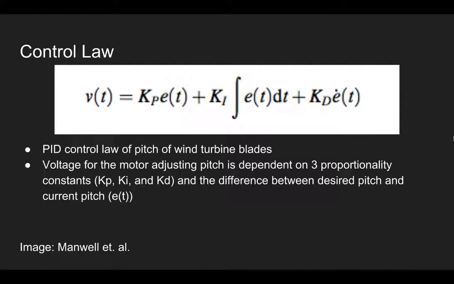Here is an example PID control law for the pitch of those wind turbine blades. The voltage of the blade pitch actuator, Vt, is dependent on three proportionality constants, Kp, Ki, and Kd, multiplied by the derivative, integral, and normal error between the actual blade pitch and desired blade pitch, Et.